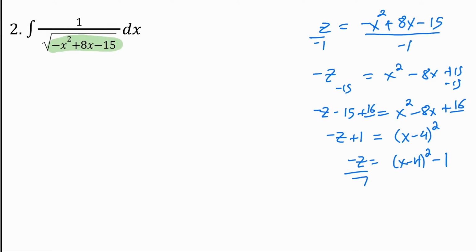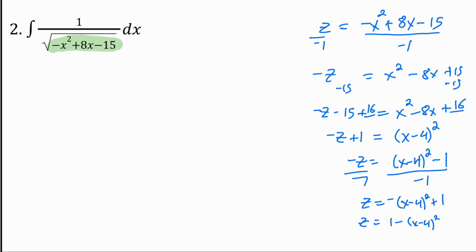Then I'm going to divide everything by the negative 1 to get the z back. We have z equals negative x minus 4 squared plus 1. Now I'm going to rewrite this to make life a little easier to recognize the pattern. Our inverse sine has 1 minus, not negative x plus 1, but 1 minus. It's the same thing, but visually it's going to be a little easier to see.